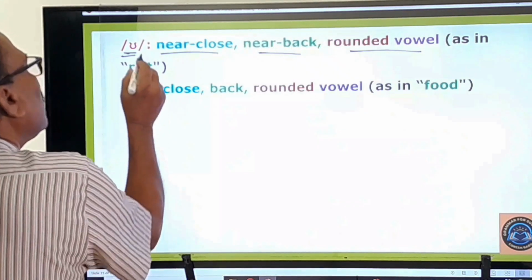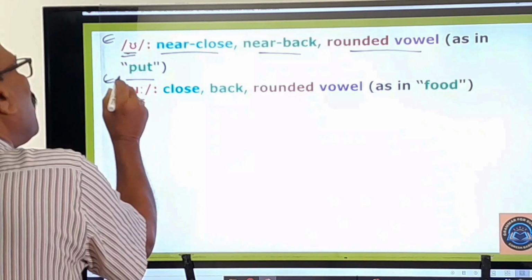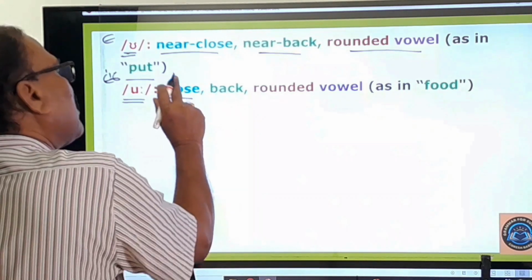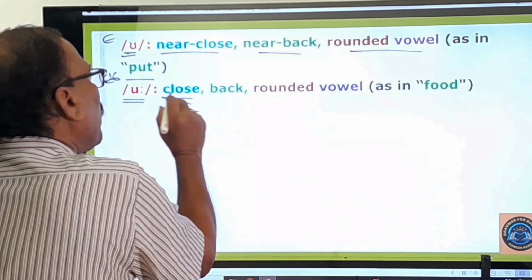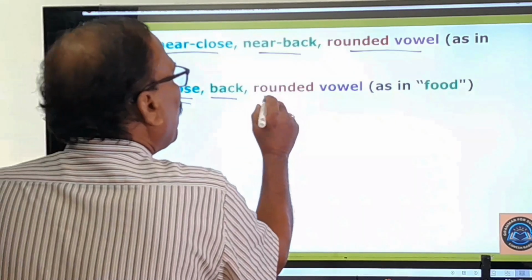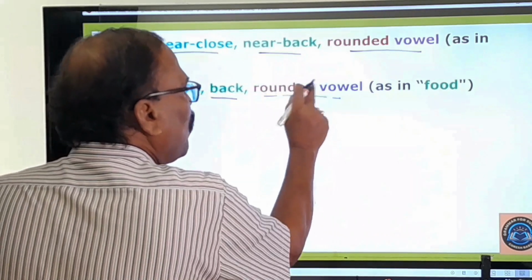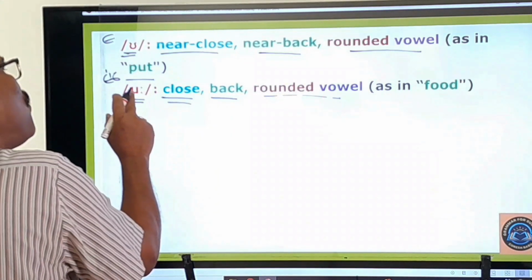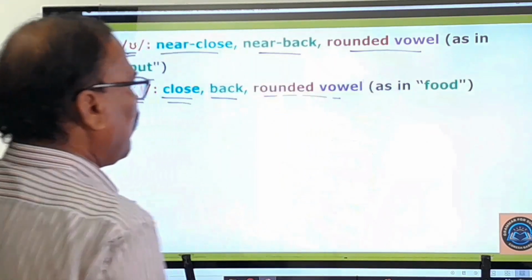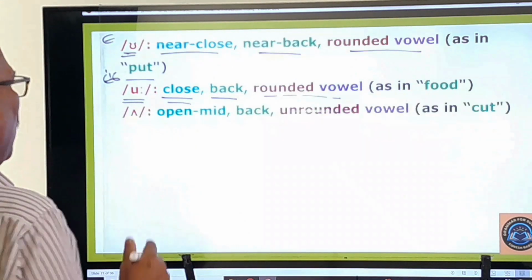This is the next vowel. You know that when you pronounce it, the tongue touches the palate. In the production of this vowel, the tongue goes back in the mouth, and the lips are rounded, and therefore this sound is called the close back rounded vowel. And you go to the next one.